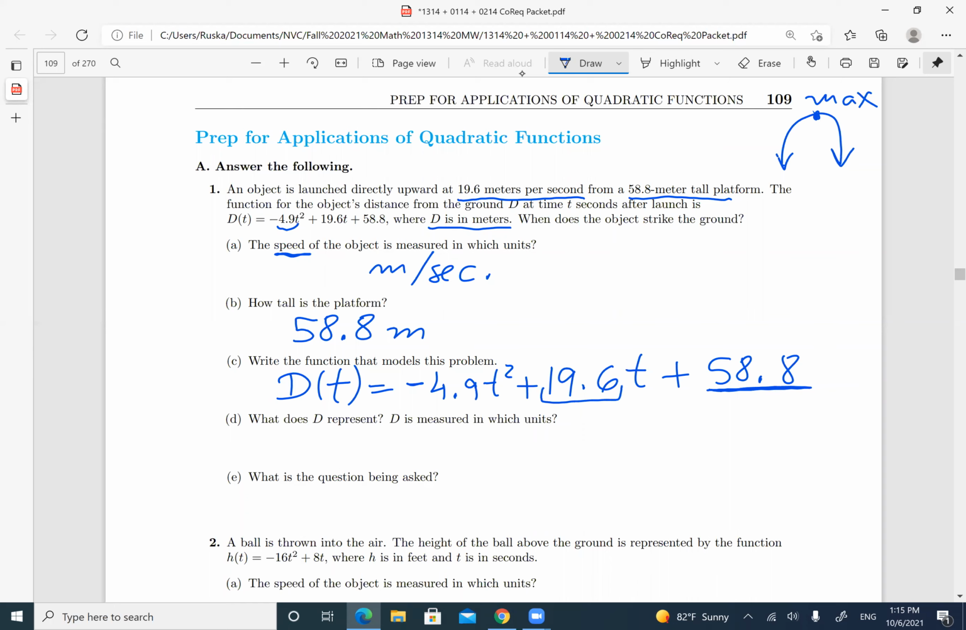Then the number in front of t, what does that represent? That's the speed, right? The number in front of t represents the speed of the object, and the number in front of the square technically is the acceleration, but this is in physics, so we're just not going to go there right now. Okay, what does d represent? d is the distance, right? It says here, the object's distance from the ground. Distance from the ground, and it is measured in what unit? In meters. Yes, good job.